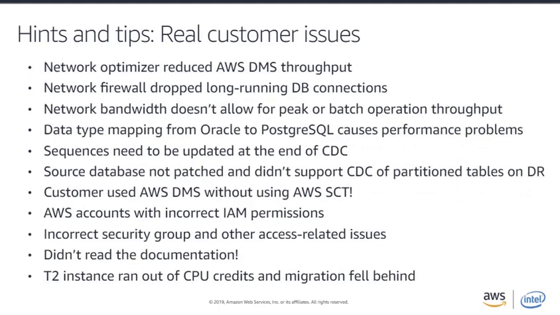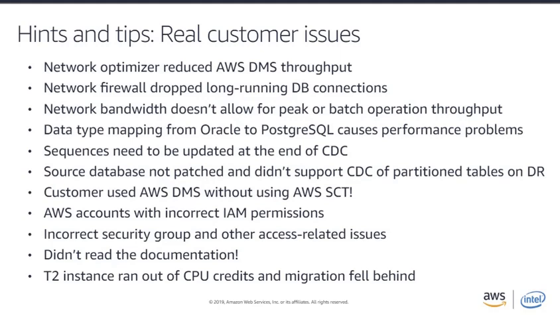I've touched on some of these points in previous slides, but I want to reinforce that these issues happened at real customers. A network optimizer significantly reduced DMS throughput after a period of time. This was quite difficult to debug as everything seemed to be working fine, but the slowdown didn't make sense. Another one was a network firewall had a rule that dropped long-running database connections, causing a DMS task to fail.